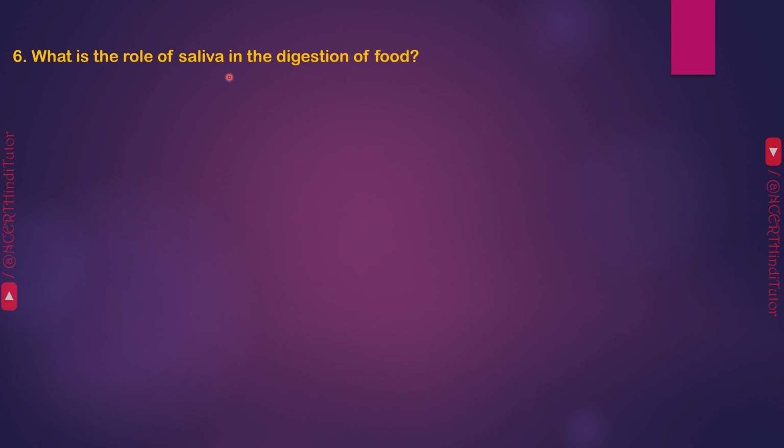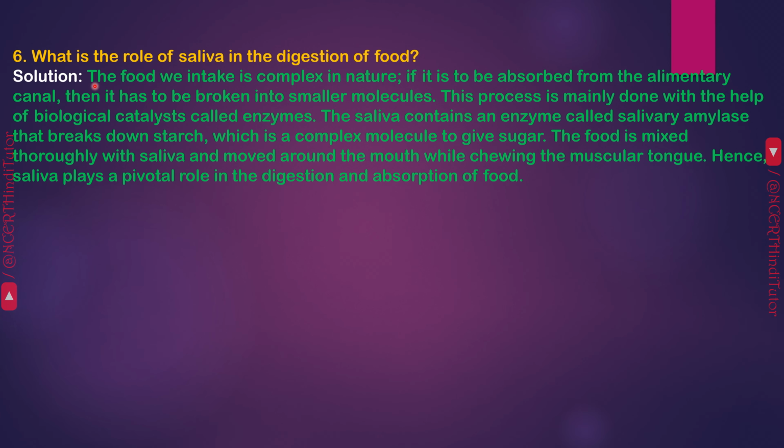Question 6. What is the role of saliva in the digestion of food? Answer. The food we intake is complex in nature. If it is to be absorbed from the alimentary canal, then it has to be broken into smaller molecules. This process is mainly done with the help of biological catalysts called enzymes. The saliva contains an enzyme called salivary amylase that breaks down starch, which is a complex molecule, to give sugar. The food is mixed thoroughly with saliva and moved around the mouth while chewing by the muscular tongue. Hence, saliva plays a pivotal role in the digestion and absorption of food.